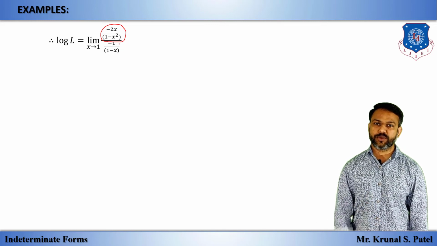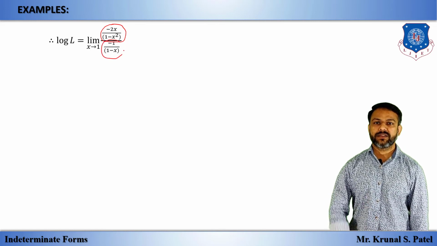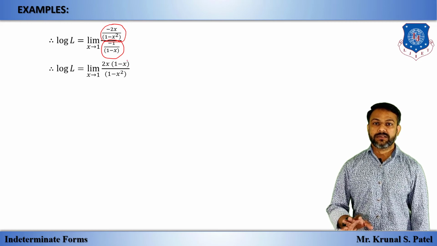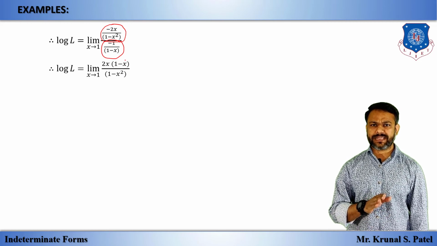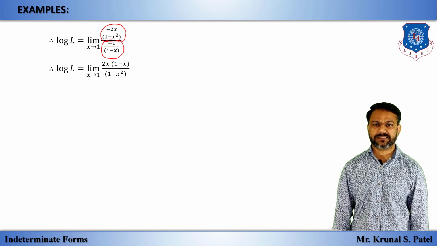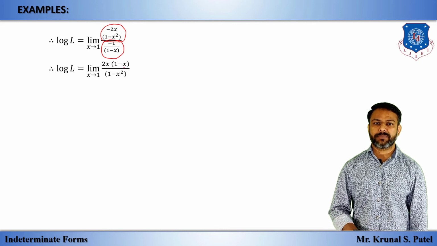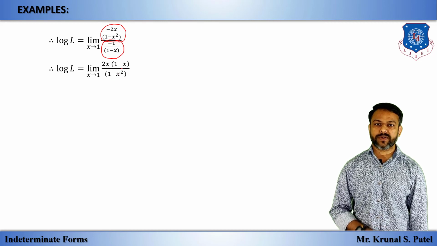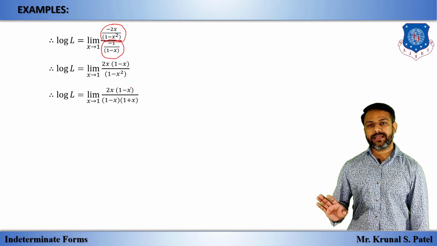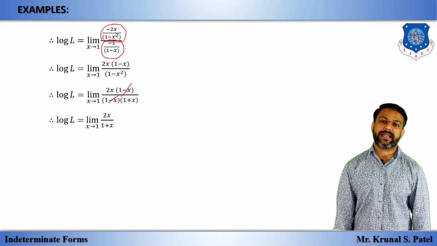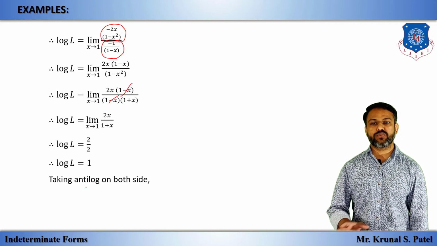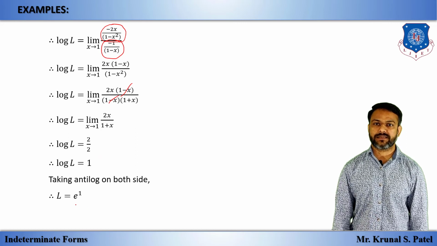And same way in the denominator, by simplifying we have this, and we can cancel out this 1 minus x, and the remaining part is this. If we put x is equal to 1, we have 2 by 2, which is 1, and at last we have to take antilog on both sides. So capital L is equal to e raised to 1, which is our final answer.